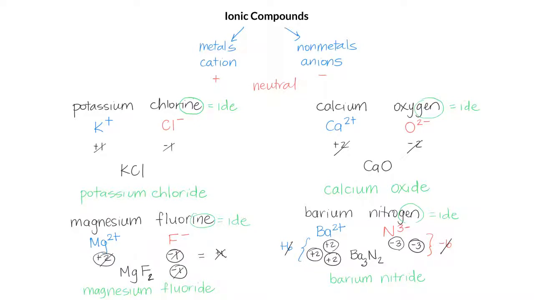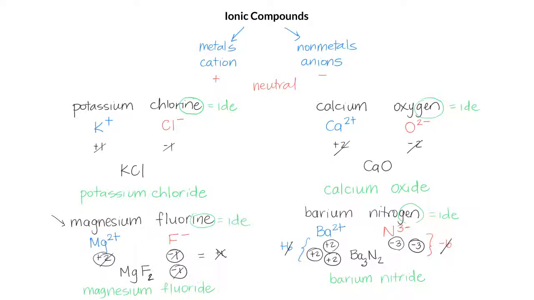So to summarize, ionic compounds are made by combining a metal and a nonmetal, or a cation and an anion. All ionic compounds are neutral, meaning that all the positive charge must equal all the negative charge. There's one other trick that I can show you to help you write ionic compounds. If we come back and look at our magnesium fluoride example, notice that once we write our ions, we can see a pattern in the formula.